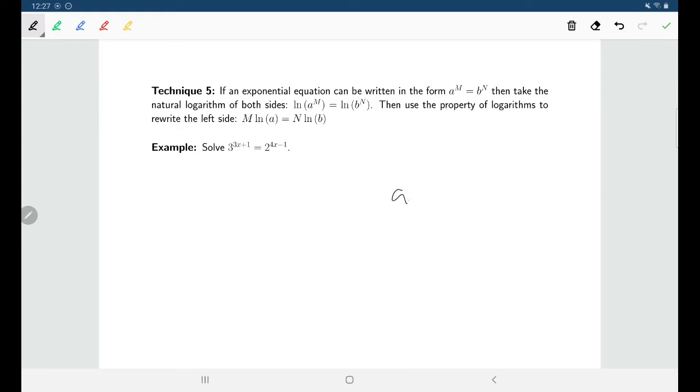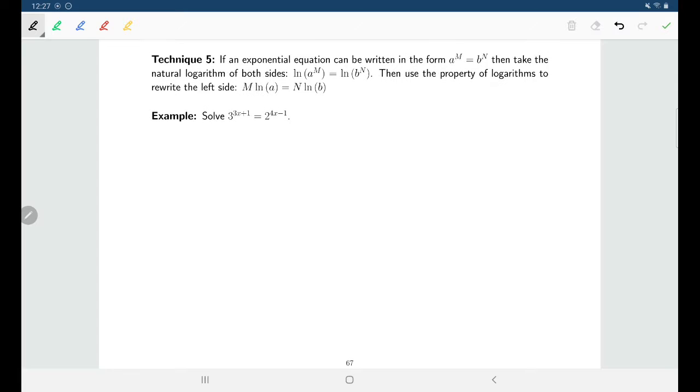However, when we have different bases, it's not necessarily true that the powers are equal to each other. So unfortunately, we don't have a quick and easy solution in that way. But we can still use the power of logarithms to help us solve the equation in the same way that we did previously. If you take natural log, or any log, of both sides of the equation, those powers can be brought down in front, and then you can use algebra to solve for your variable x after that.